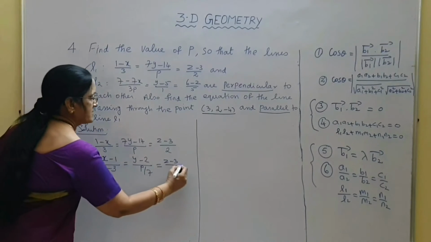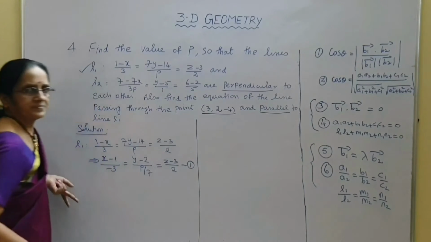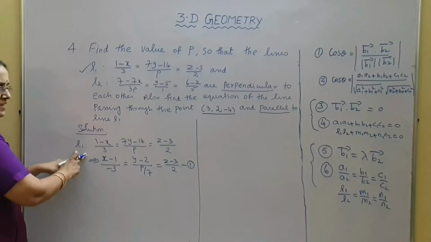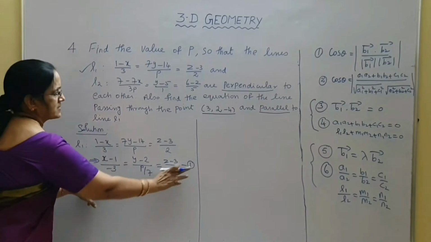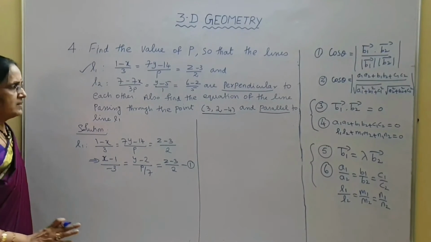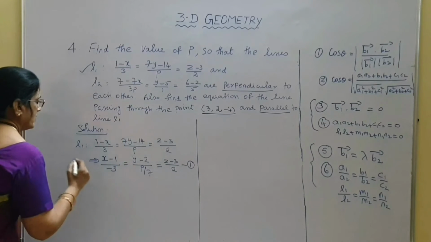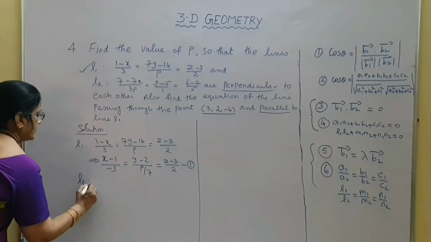Okay, let me name this equation as 1. That is the L1 what is given to you. I have written it in standard form. I am naming it as equation 1. Same is the case for the second one. What is L2 given to you as?